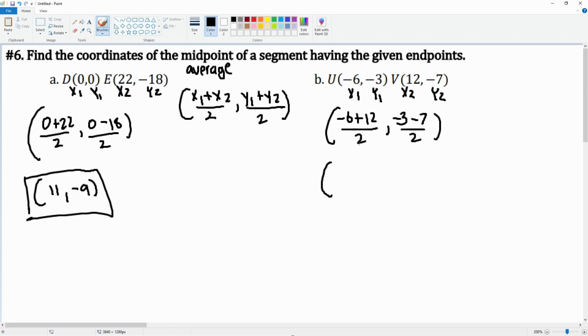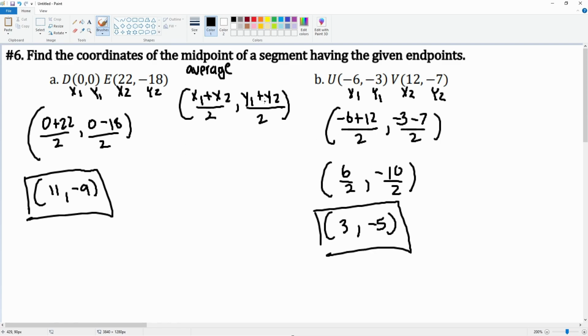We have negative 6 plus 6, which is a 6, divided by 2. Negative 3 plus negative 7 is negative 10. We divide that by 2. 6 divided by 2 is 3. Negative 10 divided by 2 is negative 5. That would be your midpoint. Again, please understand that the midpoint is considered to be the average between 2 points.